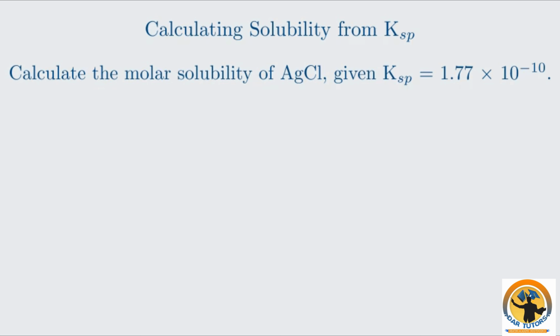Our strategy is to set up an ICE table, but specifically for a solid dissolving. We need to relate the concentration of the ions to the solubility, S. First, write the dissolution equation. AgCl solid is in equilibrium with Ag+ aqueous and Cl- aqueous. We can't have an initial concentration for AgCl solid in an ICE table, so we'll just ignore it. Initially, we have 0 Ag+ and 0 Cl-.